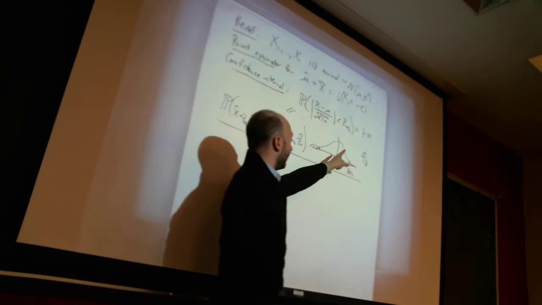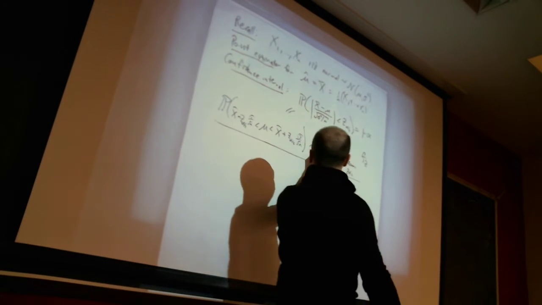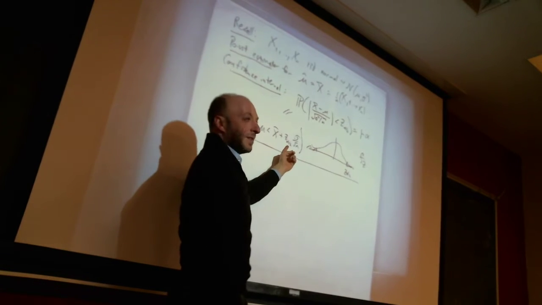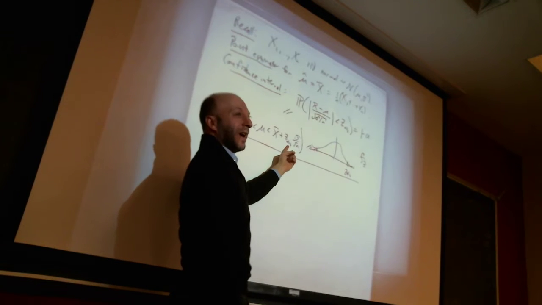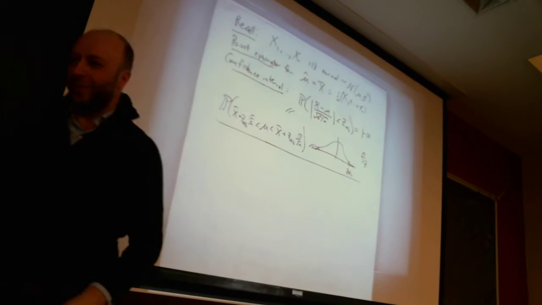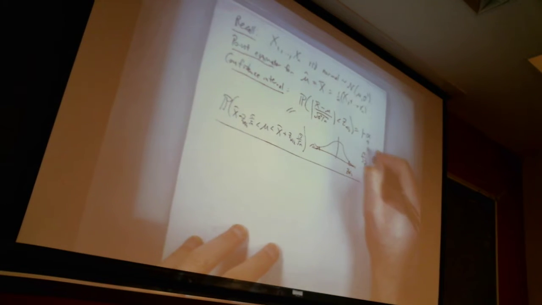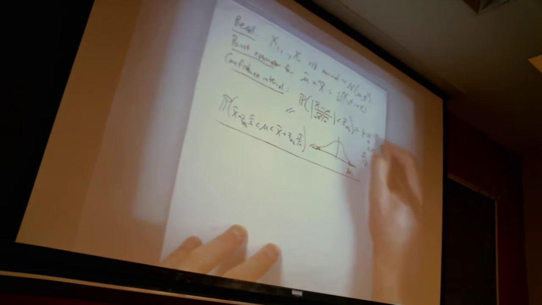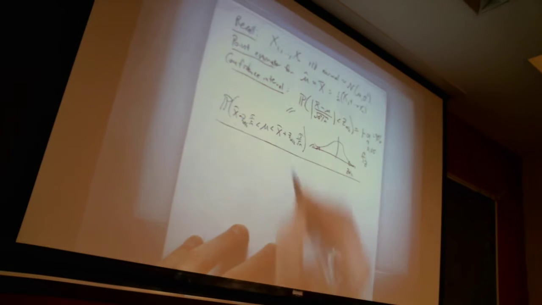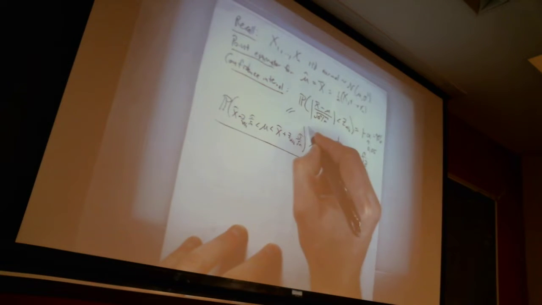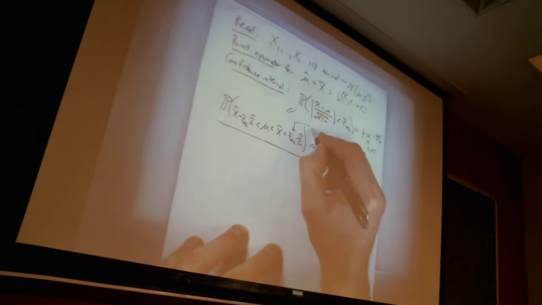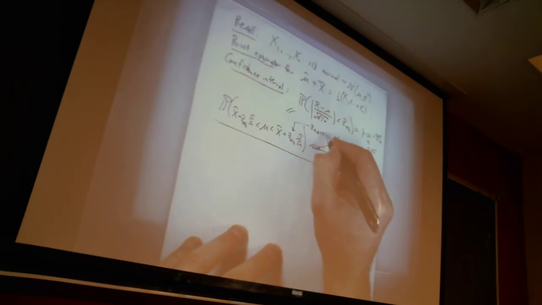So if alpha here is 0.05, so this is a 95% confidence interval, then z of 0.025 is like 1.96. Do you remember these numbers?